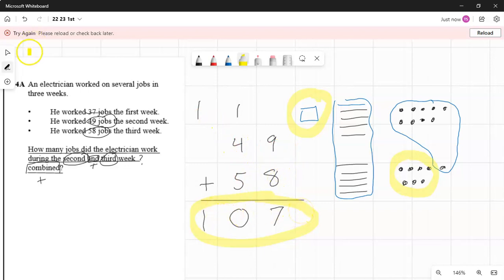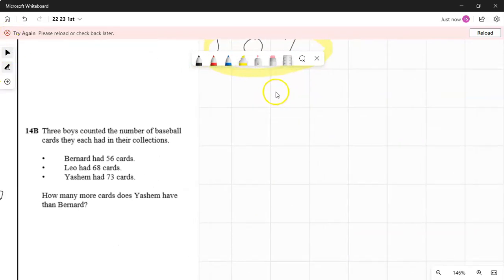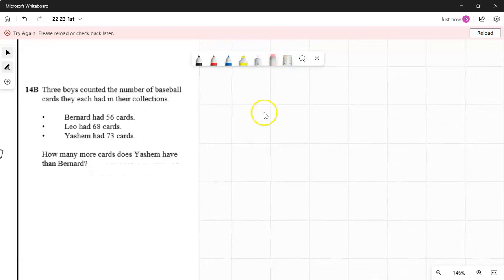Let's go and look at the next problem. Scoot on down here. Okay. 14b. So it says, 3 boys counted the number of baseball cards they each had in their collection. Bernard had 56 cards, Leo had 68 cards, and Yashim had 73 cards. How many more cards does Yashim have than Bernard? First thing I'm going to do is underline the question, make sure I understand what it says. Probably reread it.